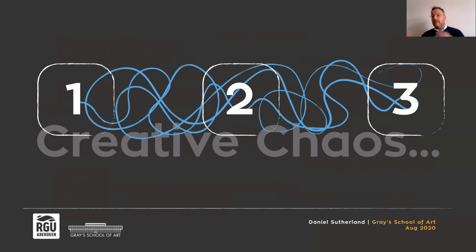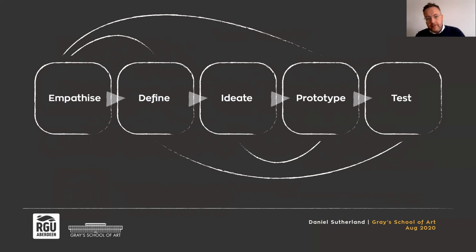And you end up going back and forth, finding out more information, and then going back to a different point. And it's very easy to become quite tangled in the creative process. And the reason why we have design models or design processes is to help us track this. And there are lots of them out there.